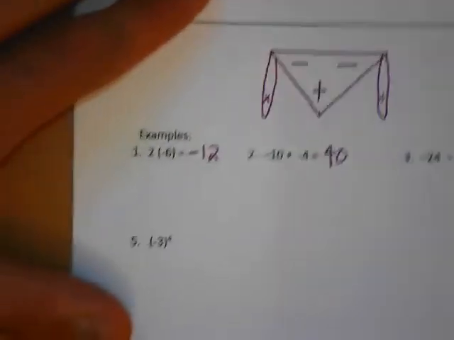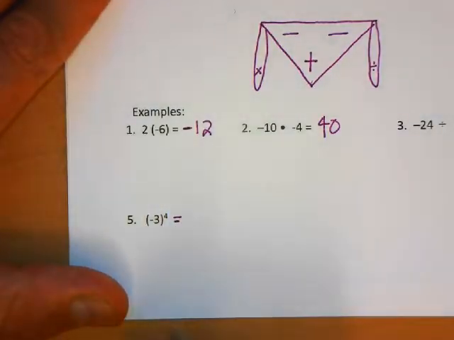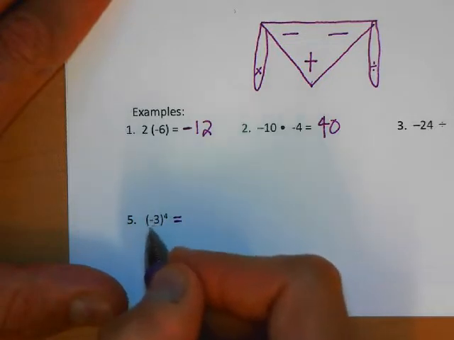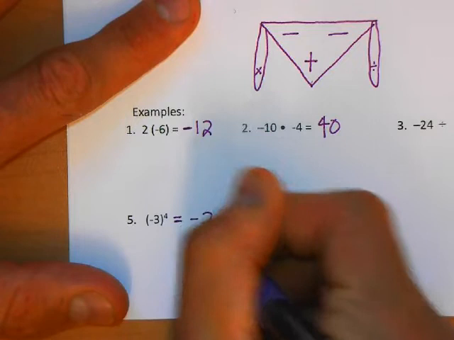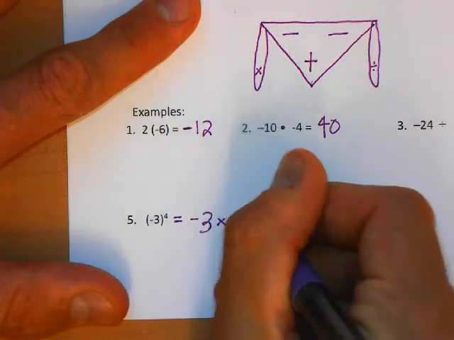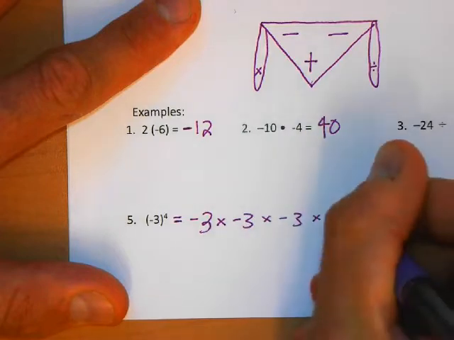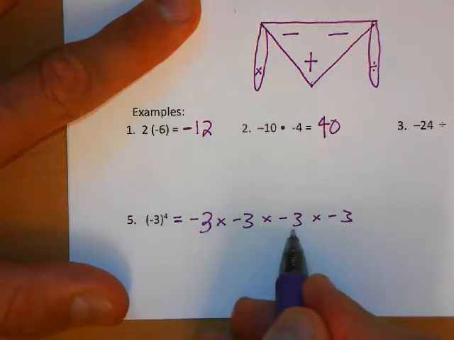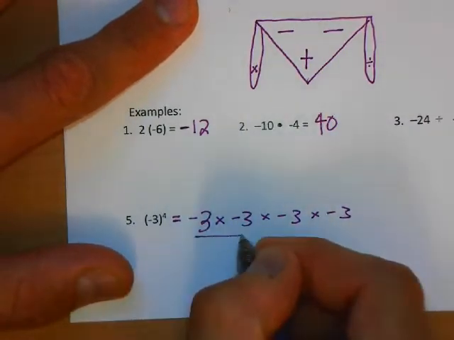And then this last one looks a little bit different. So you need to remember from last year that this number here doesn't mean times 4. It means negative 3 to the 4th power, aka negative 3 multiplied by itself 4 times. So I'm going to multiply negative 3 times negative 3 times negative 3 times negative 3. This works out to be, well, let's see.